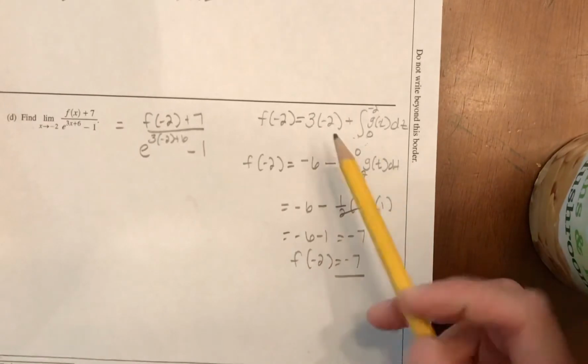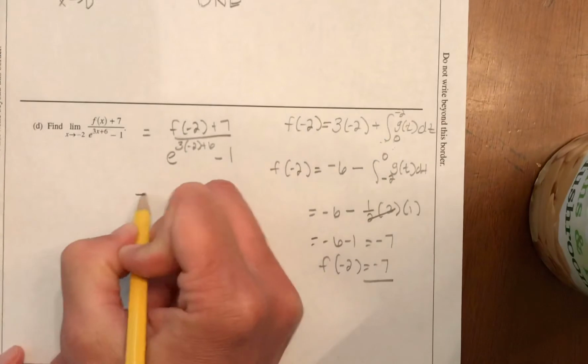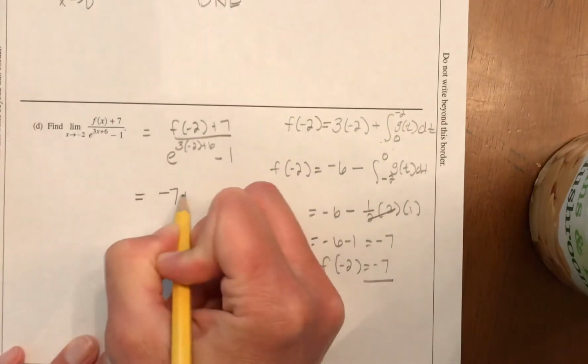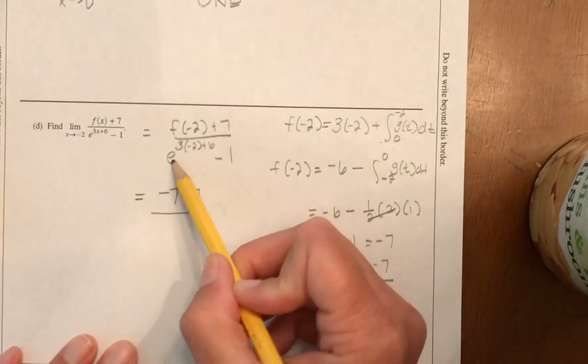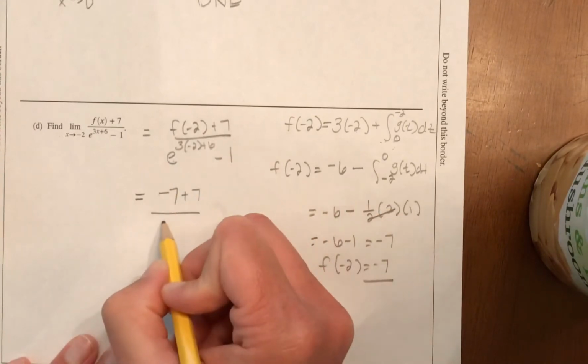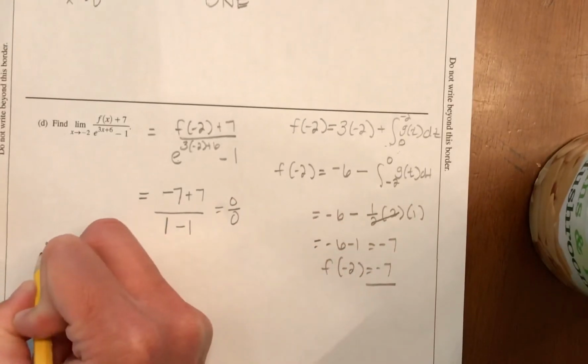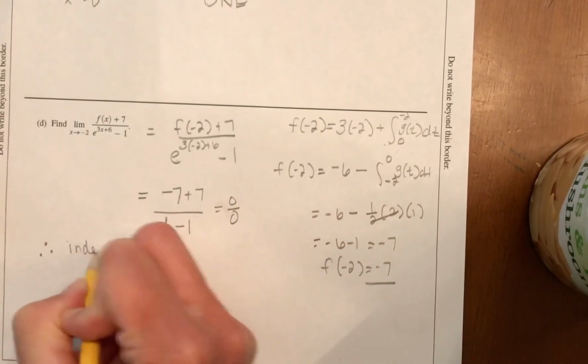We had to make sure we plugged in 3 times x and then also did the area under the curve there. So that's -7 plus 7. Here I have an exponential function. -6 plus 6 is 0. e to the 0 power is 1. So we have 0 over 0. Therefore, this is an indeterminate form.